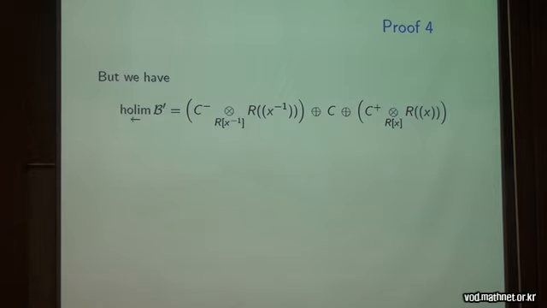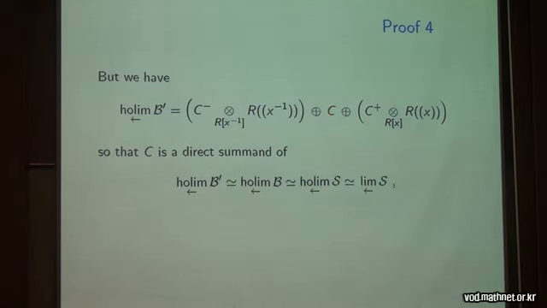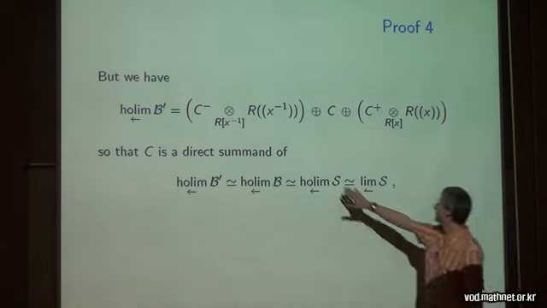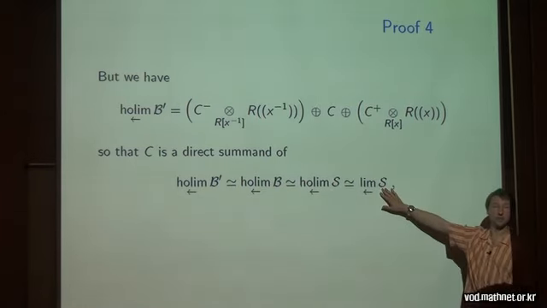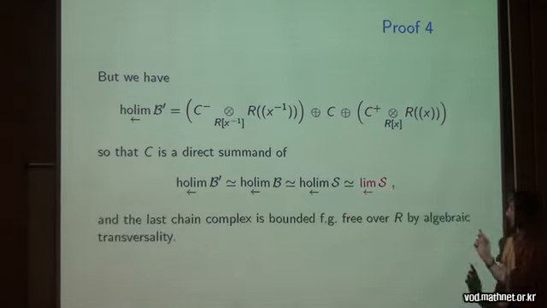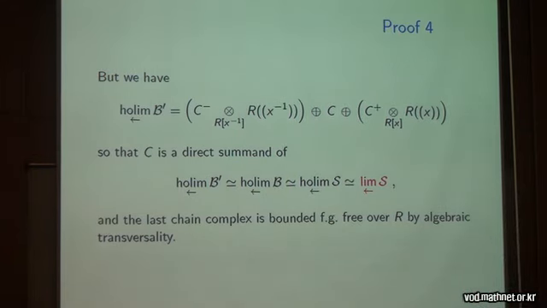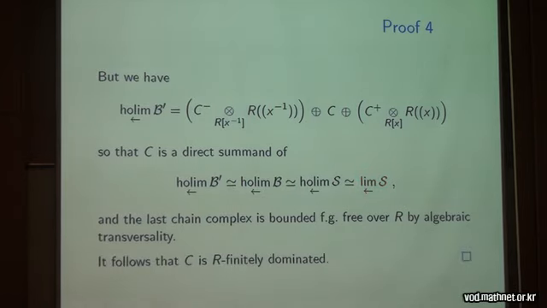Okay, so in other words, I get a junk term, I get the C, which I want, and I get another junk term. So this C in the middle is a direct summand of, and now I just go backwards through the proof, the homotopy limit of this B prime, same as the homotopy limit of B, which is the same as the homotopy limit of S, which is the same as the limit of S, global sections of S. But that was by construction bounded, finitely generated free over R. Okay, so by one of the many characterizations of finite domination, it tells us that C is R finitely dominated.